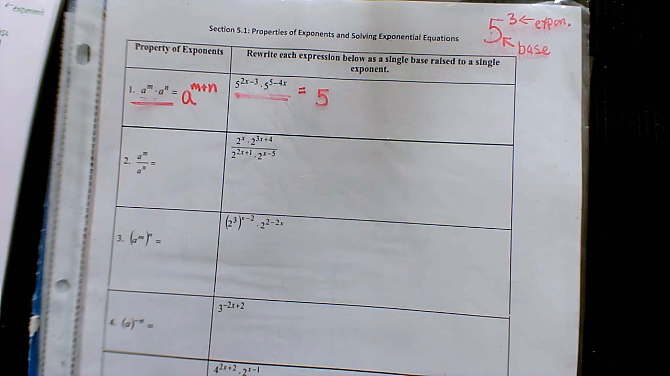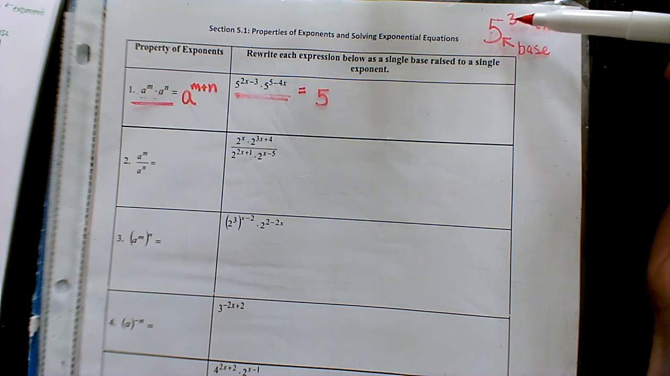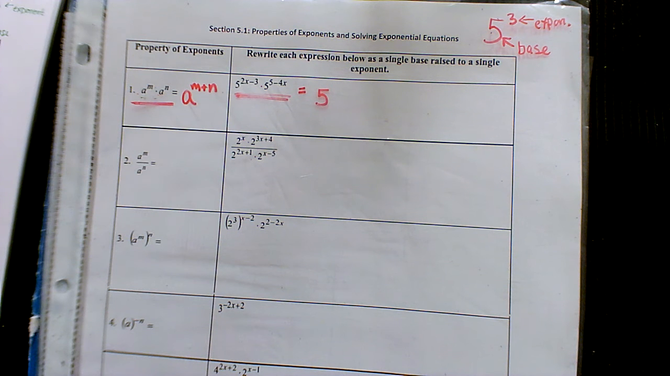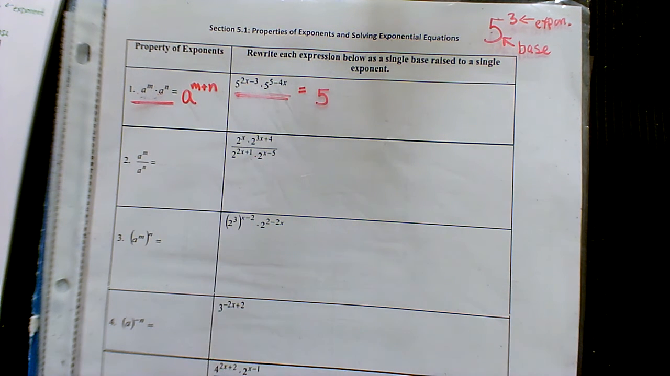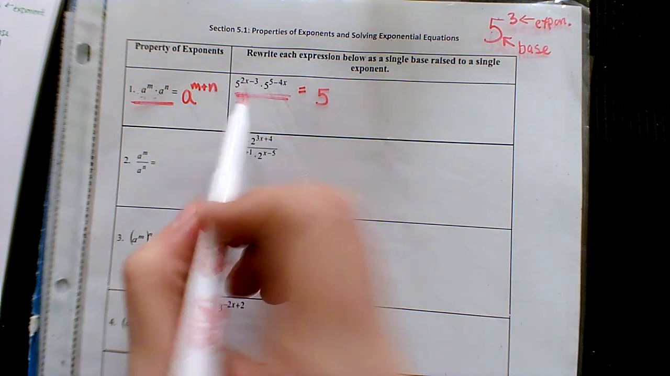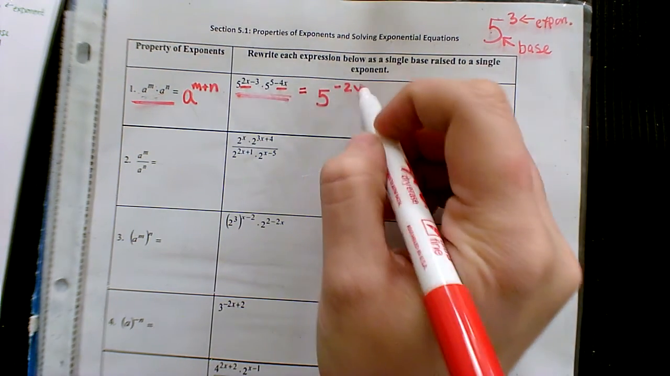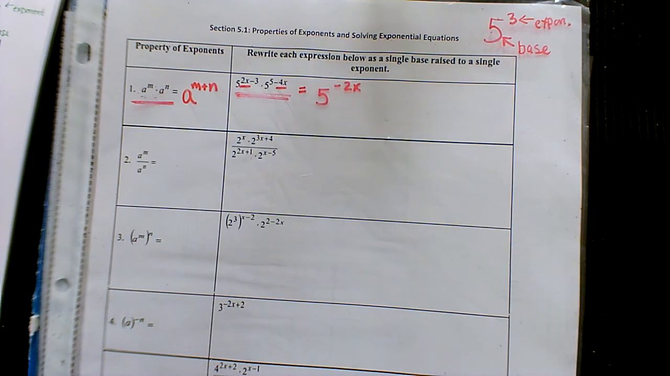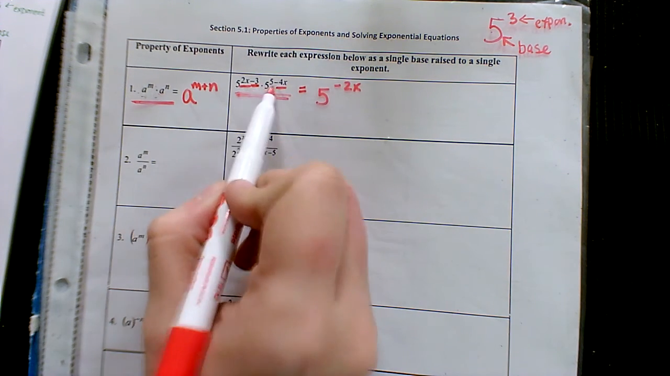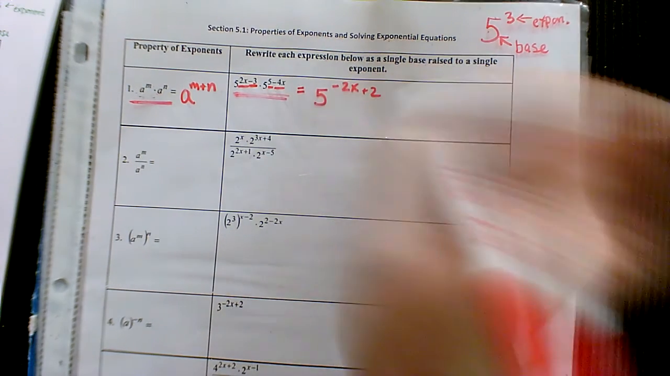Now notice how these powers are a little bit more involved than just 3 or m and n. We're going to start to have variables in here that we have to be careful with. So if we're going to add these together, we'll just add like terms. So 2x plus negative 4x is negative 2x. And then if we add negative 3 and 5, we'll have 2.